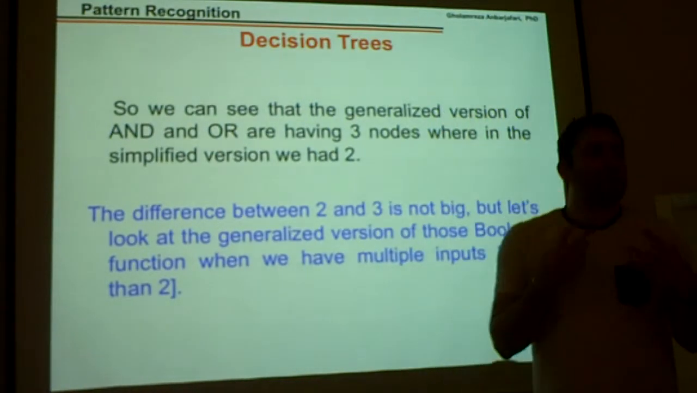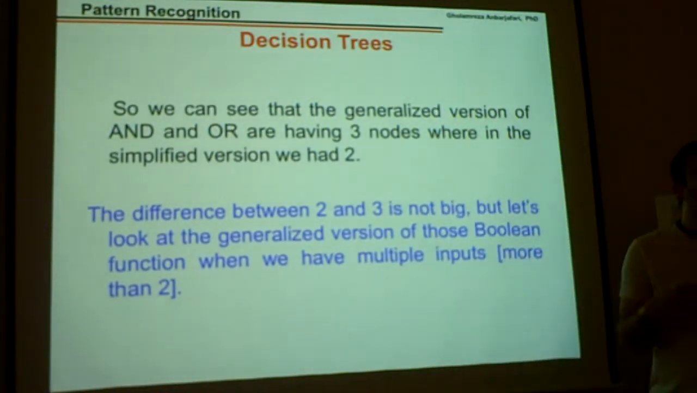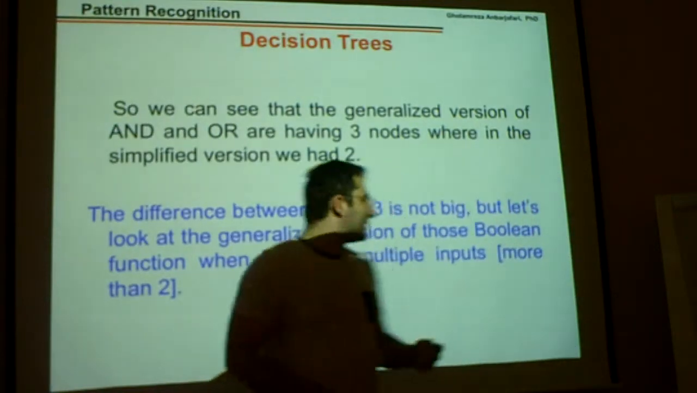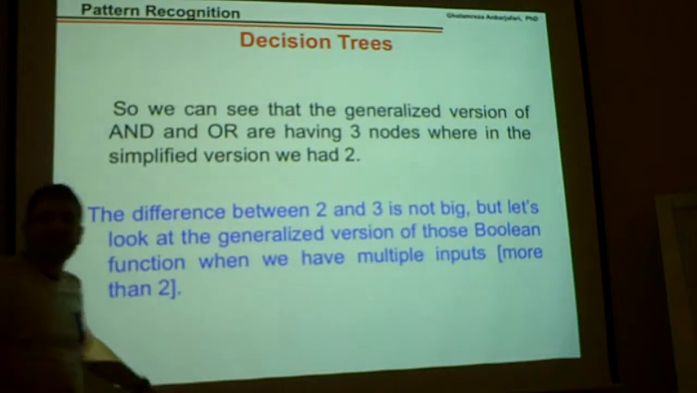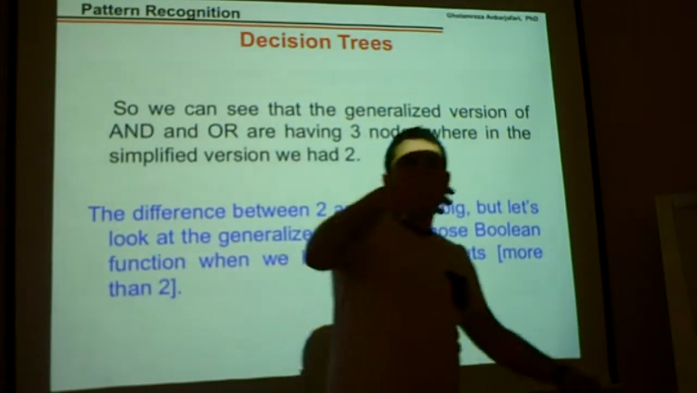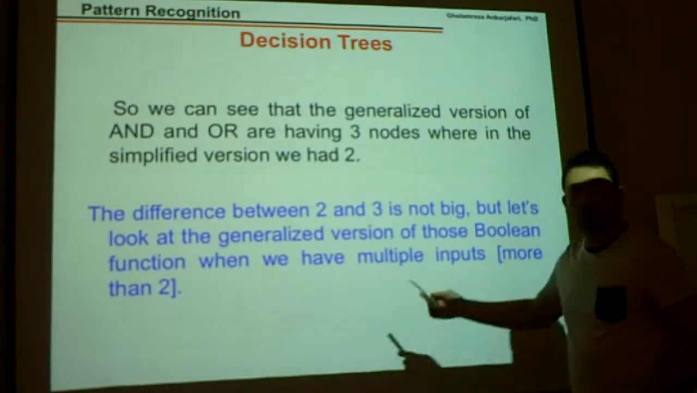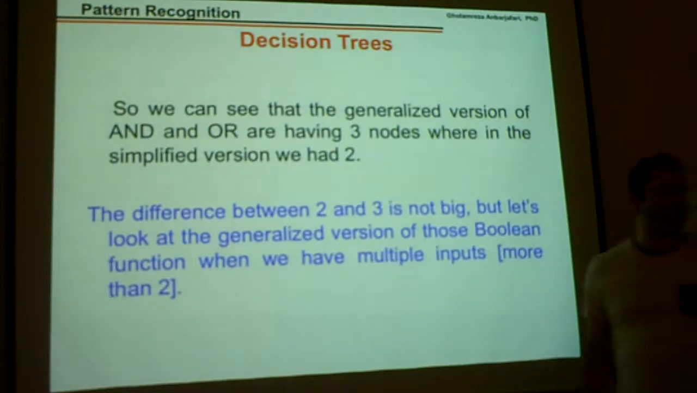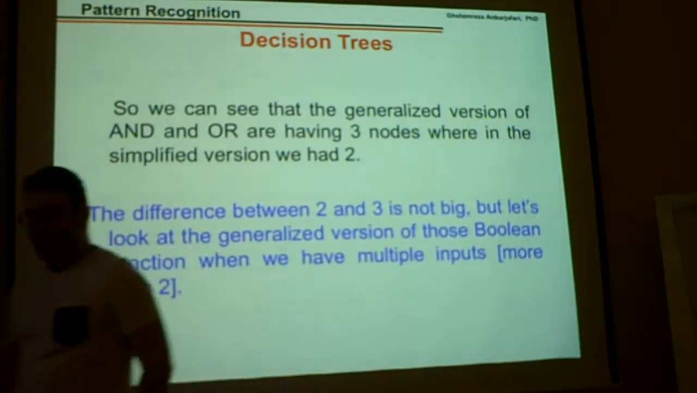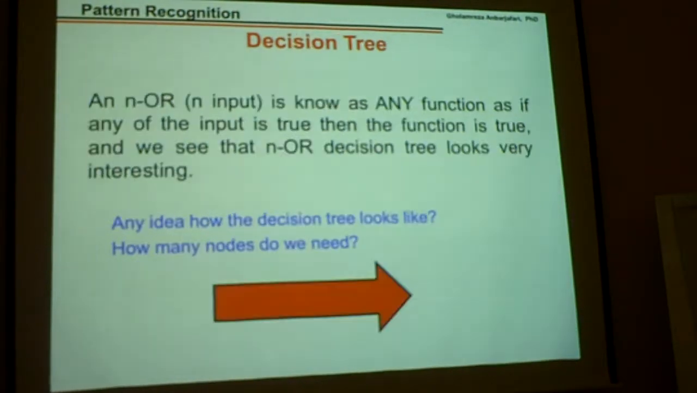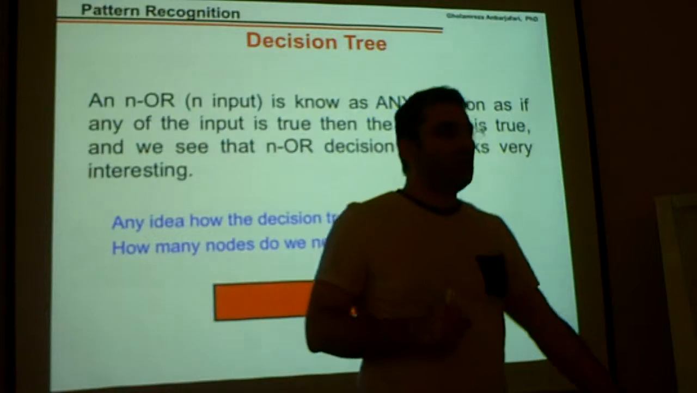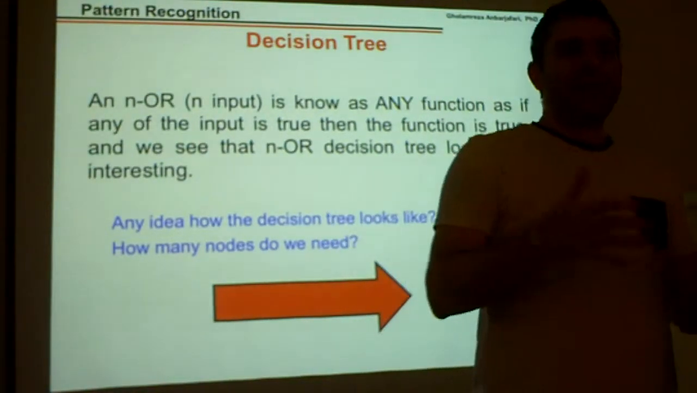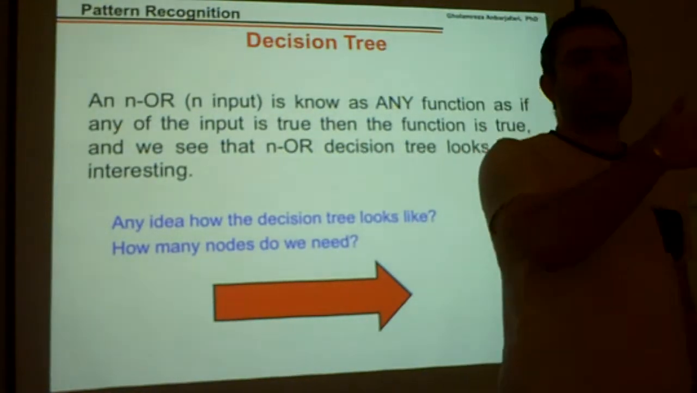So in order to understand what is really going on with the tree, let's do it with multiple inputs. By multiple inputs, I mean we have n attributes, and n is greater than 2. Let's say, I don't know, 100 attributes. And let's see how things will look. So, assume we have an n-OR. Do you know what an n-OR is? It is an OR which has n inputs.